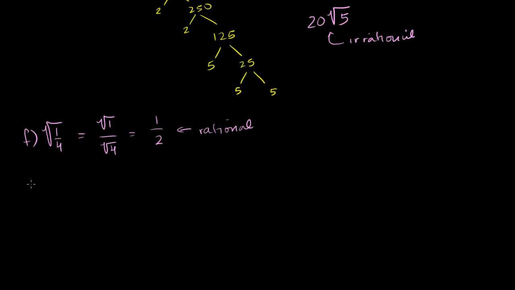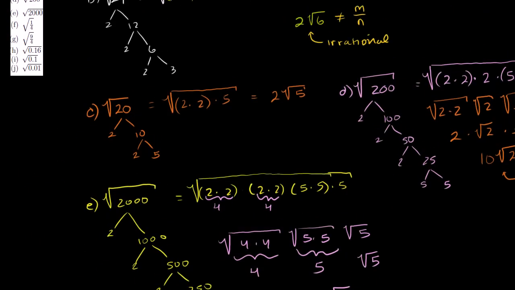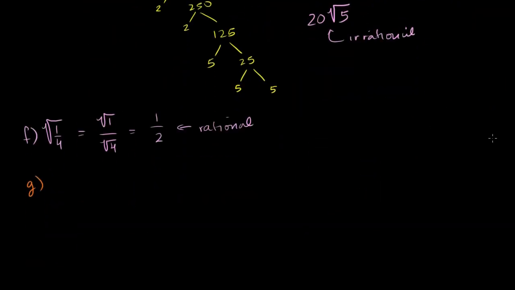Part G is the square root of 9/4. Same logic. This is equal to the square root of 9 over the square root of 4, which is equal to 3 over 2.